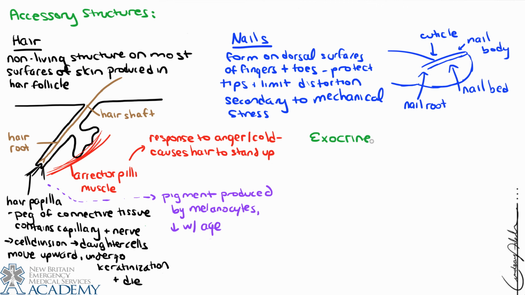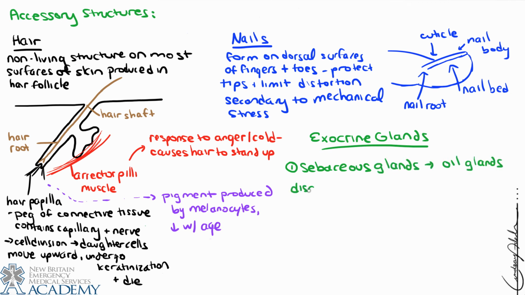All right, and then lastly, we'll consider the exocrine glands. And there are 2 types of glands that I want to consider. Sebaceous glands are oil glands, and they basically discharge oil onto the surface of the skin, which is kind of interesting because this occurs by exocytosis. And once the oil is on the skin, we call it sebum. And the sebum functions, among other things, to protect against growth of bacteria.